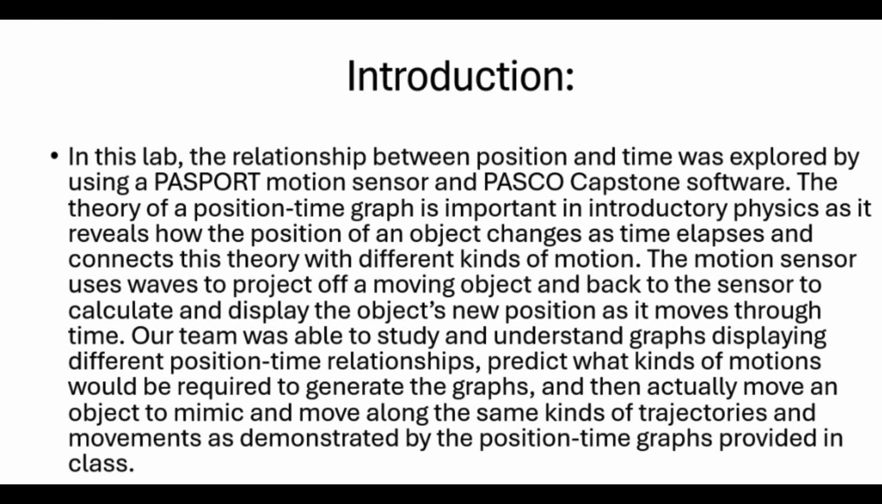A motion sensor uses waves to project off a moving object and back to the sensor to calculate and display the object's new position as it moves through time. Our team was able to study and understand graphs displaying different position-time relationships, predict what types of motions would be required to generate the graphs, and then actually move an object to mimic and move along the same kinds of trajectories and movements as demonstrated by the position-time graphs provided in class.